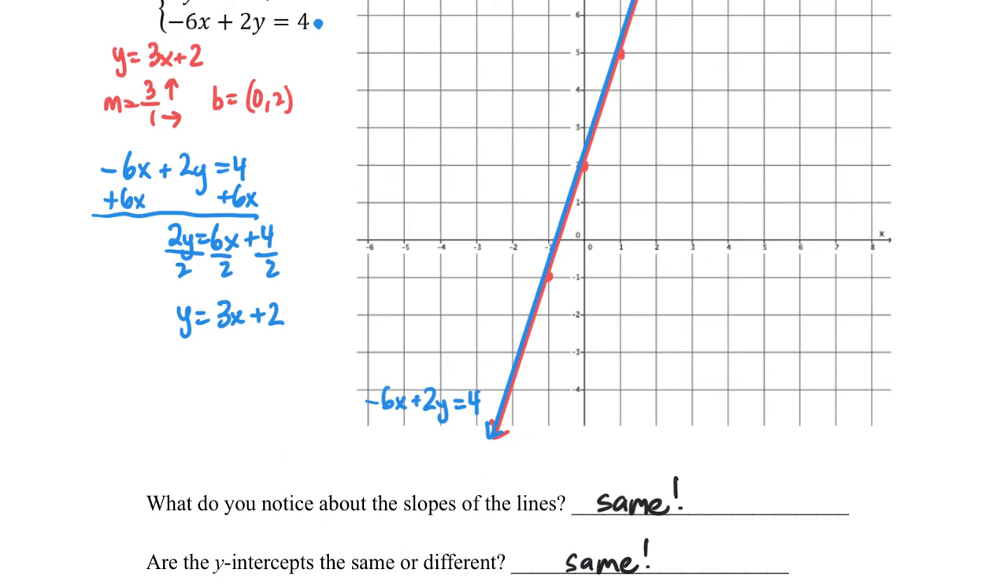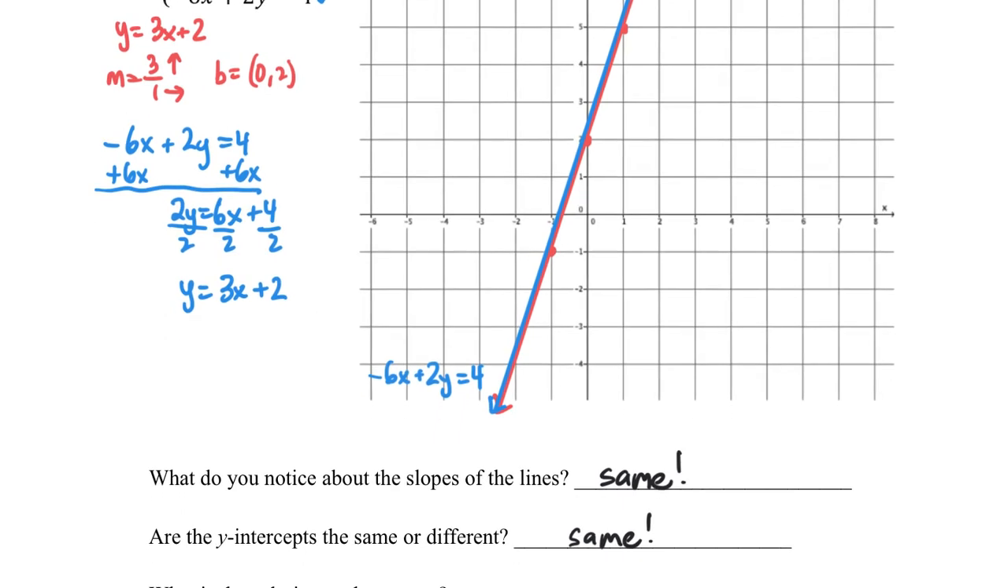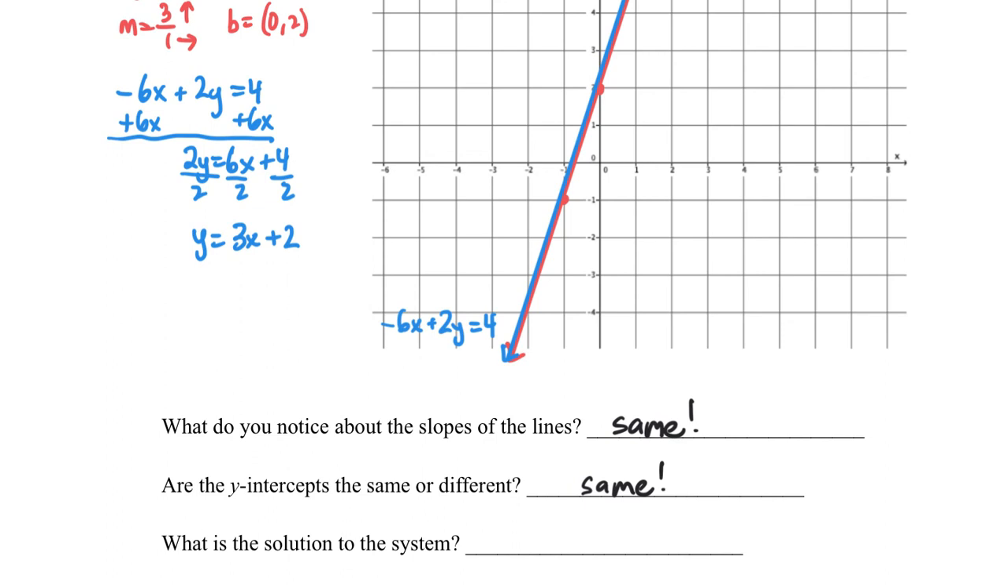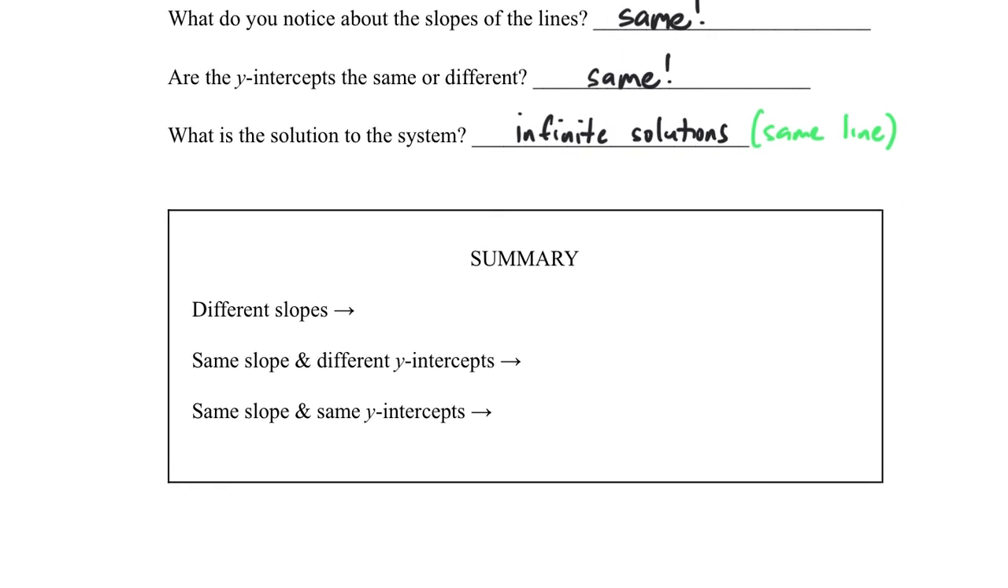And so what is the solution to the system? Well, remember that when we're looking for the solution to the system, we're looking for where the two lines intersect. These are the exact same lines. So that means there's actually infinite solutions, because they coincide everywhere. And that's because they are the same line. So on the front, we had parallel lines that never cross. That was no solution. And on the back, we have the same line. That's infinite solutions. Okay, so let's wrap this up.